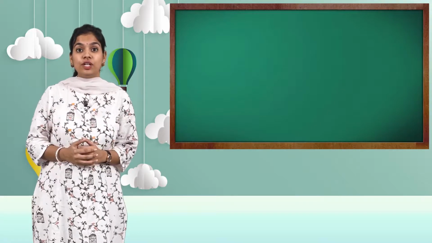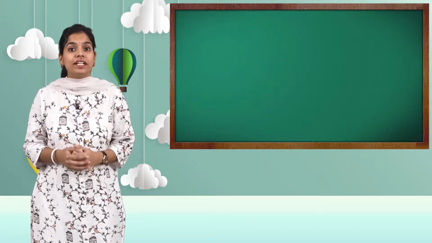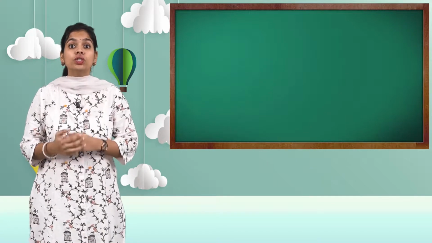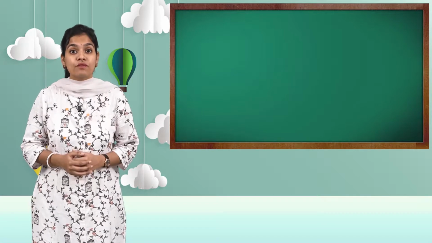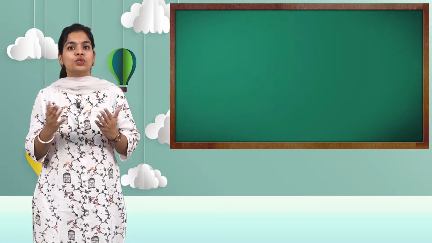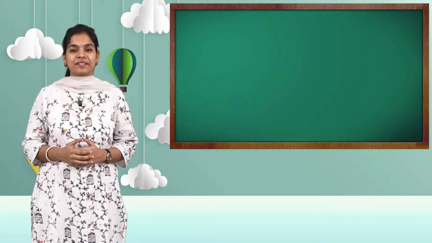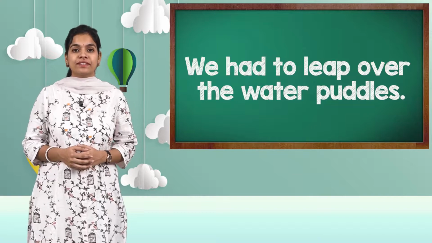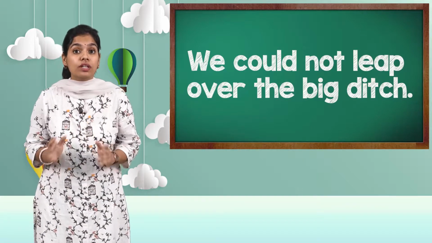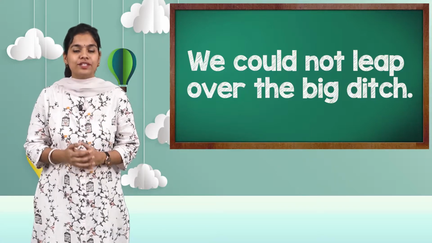Children, let's have a look at a few new words. We'll try to understand their meaning and also take help of some short, simple sentences. First word, leap. Leap means to jump or to spring over a short distance. We had to leap over the water puddles. We could not leap over the big ditch.